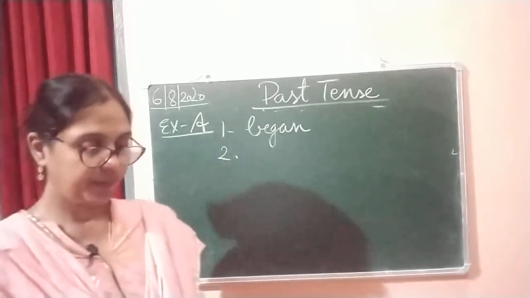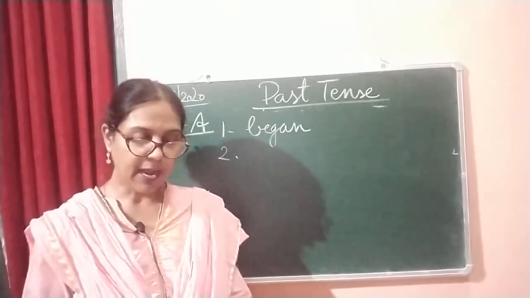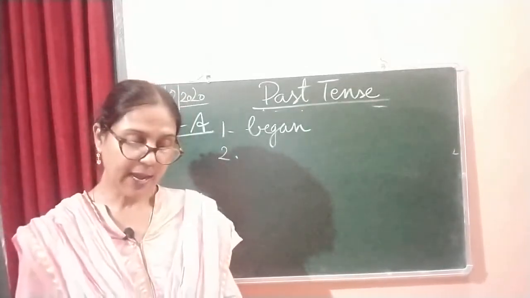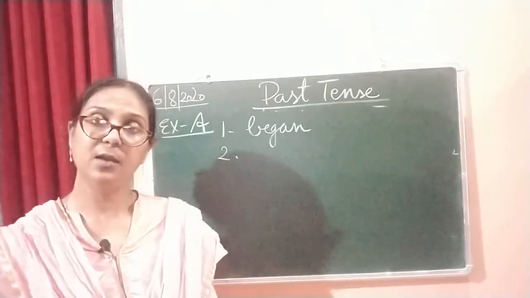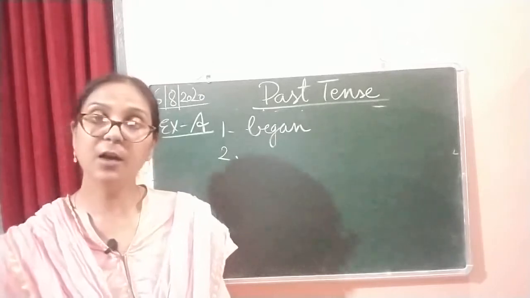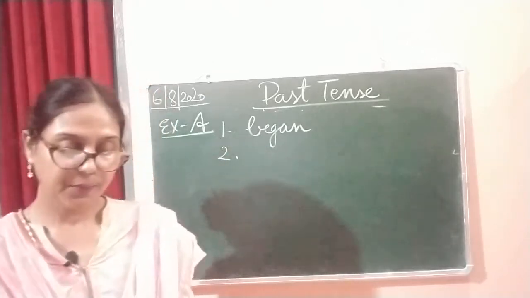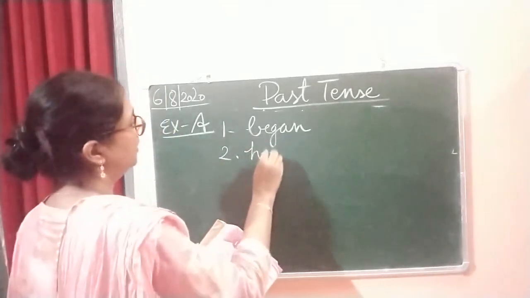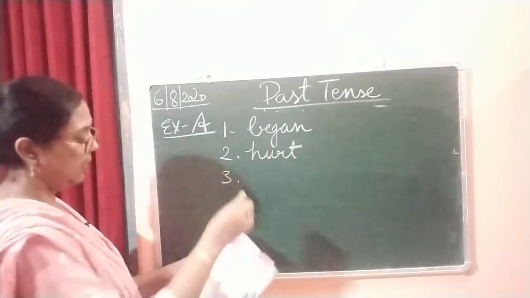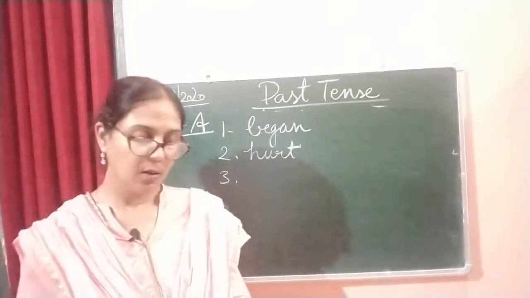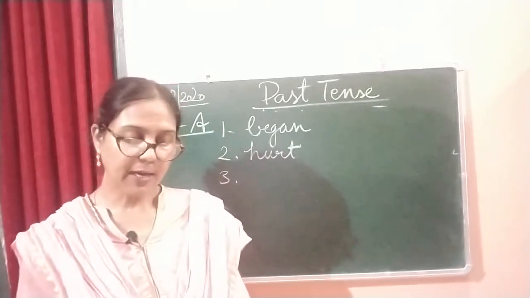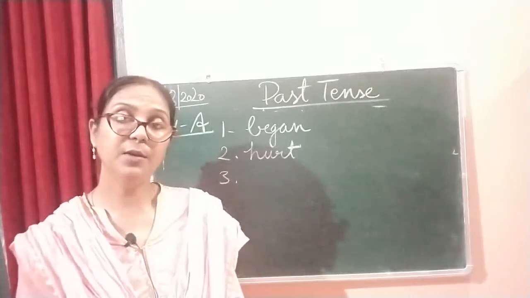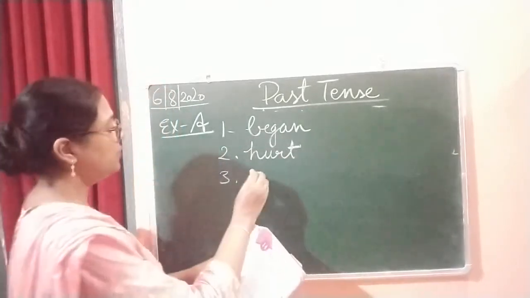In second, the child dash himself while he was playing. The child dash himself while he was playing. So what are we going to use over here? Hurt is given in the bracket. So we are going to write hurt. In third, the bird dash away. In bracket it is written fly. So the second form of the verb is flew. So now we are going to write flew.